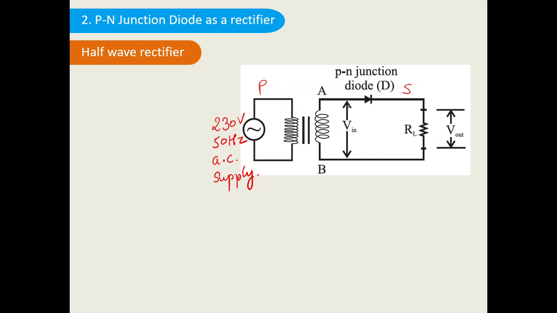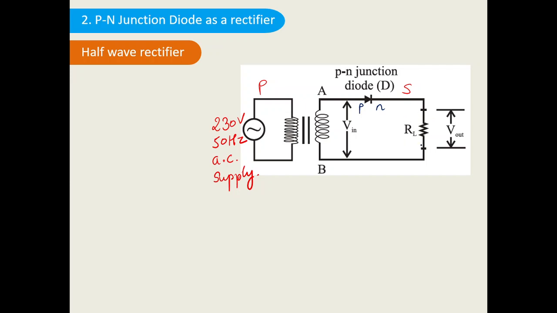Now this is V in. V in is the input voltage. So whatever voltage we input, the same voltage we are getting over here. Then I can say this is the diode. See how the diode is connected. This is the positive terminal of the diode. This is the negative terminal of the diode. And this is the load resistance.